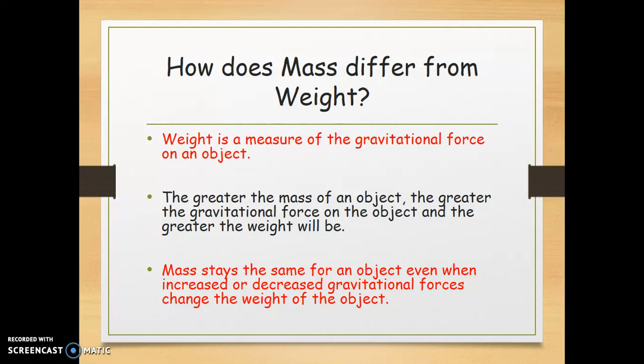It's not like you've lost matter if I went from the Earth to the moon. It's just about the gravitational pull. So the greater the mass of an object, the greater the gravitational force on the object will be, and so will the weight. Mass stays the same for an object even when an increase or decrease in gravitational force changes the weight of the object. So that's what we kind of talked about. The weight of the object can change because of gravity. Mass never changes no matter where you're at in the universe.